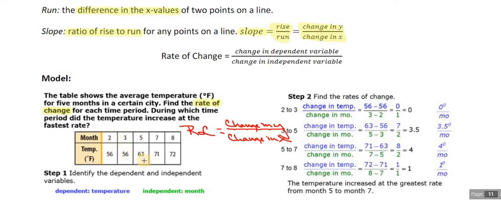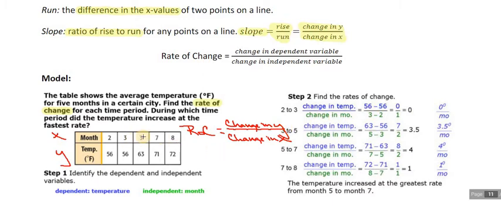Okay, so you'll see that if we look at these as ordered pairs, so (2, 56), (3, 56), (5, 63), because this is a horizontal XY table, when I'm going from month 2 to 3, if I do my change in y, okay, so from 56 to 56, there's no change, so that change is 0. Over change in x, 2 to 3 was a change or an increase in 1, so 0 over 1 gives us 0, so no change over that time period.